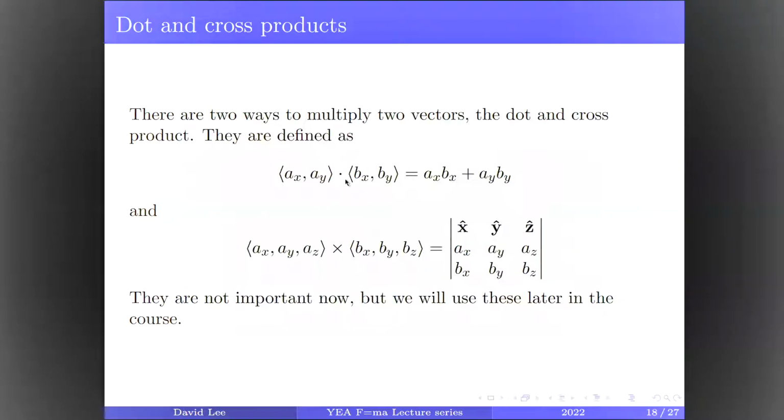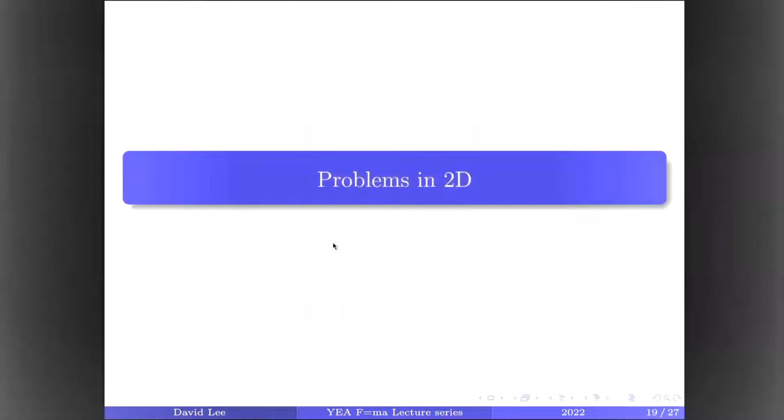And there are other ways to multiply two vectors. There's the dot product and cross product, and we will go into them later. But for now, just know that they exist. All right, so let's move on to some problems in 2D.